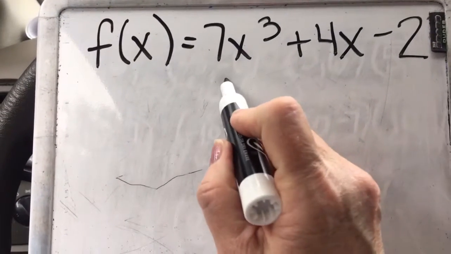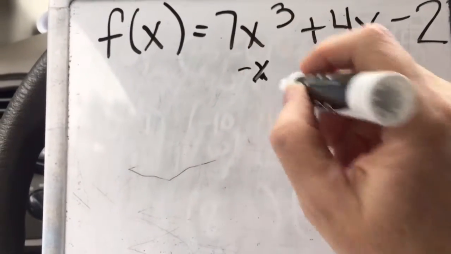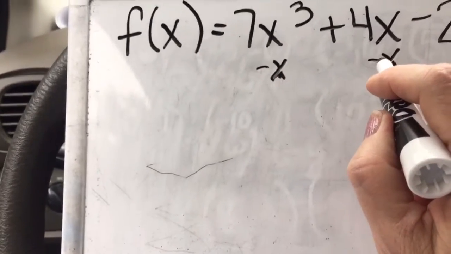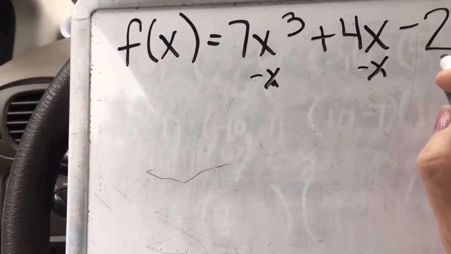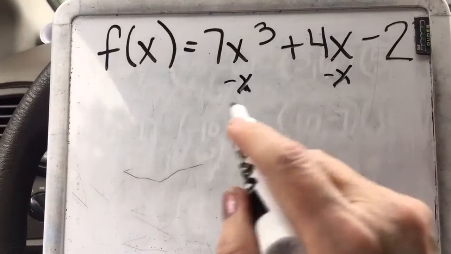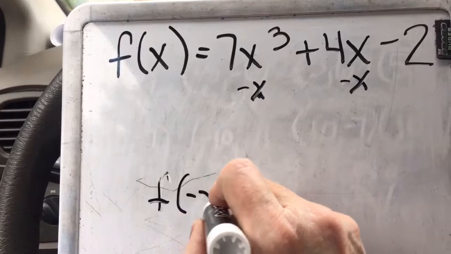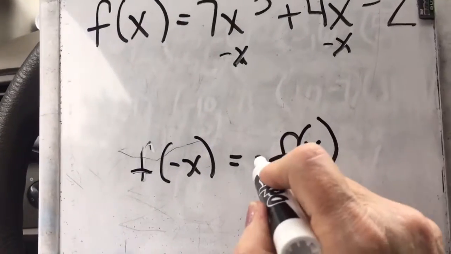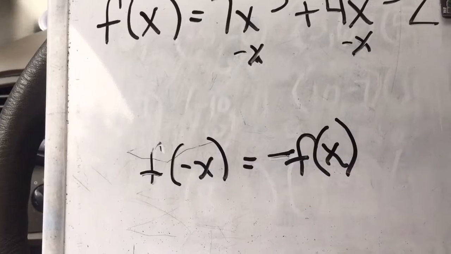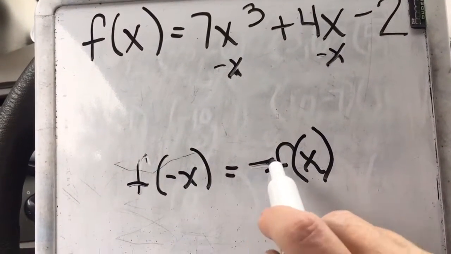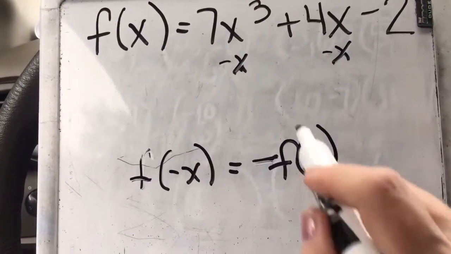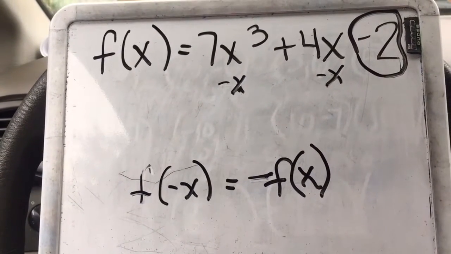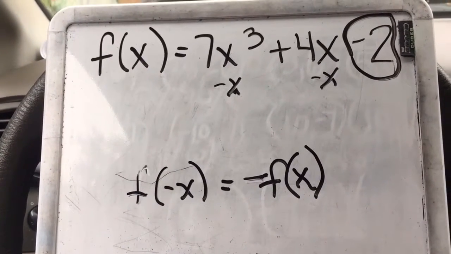If I replace the x with a negative x here, and the x with a negative x here, these are both going to change signs. But what about that negative 2? That stays the same. Okay, so basically for f of negative x to be the same thing as negative f of x, that's the odd definition right there, isn't it? For f of negative x to be the same as the opposite, then every single sign must change. This one changes and this one changes, but that constant 2 does not change. Therefore, this one is neither even nor odd. This is neither.